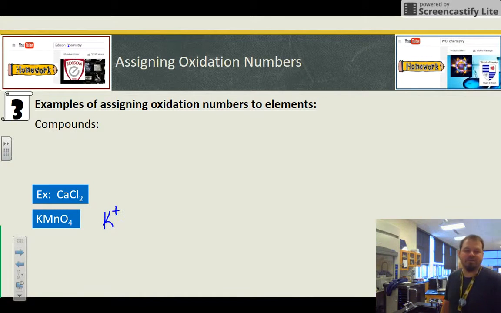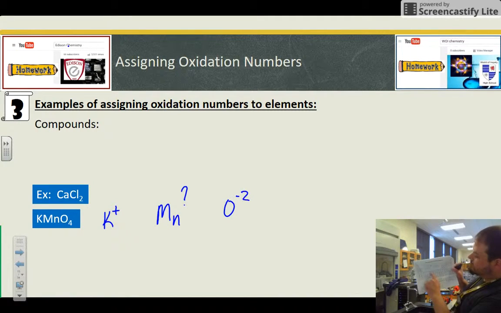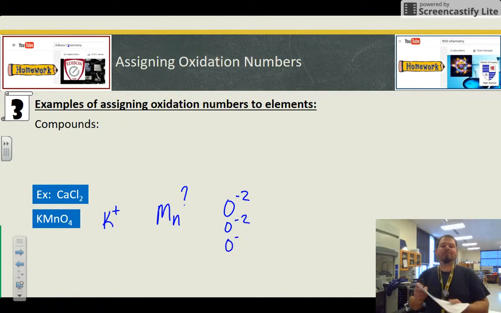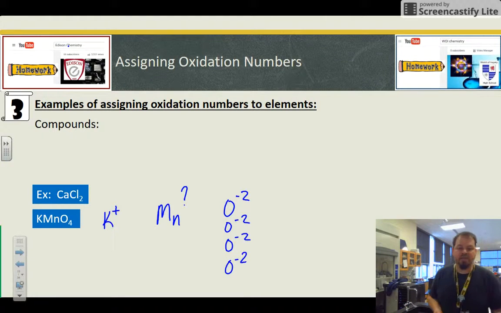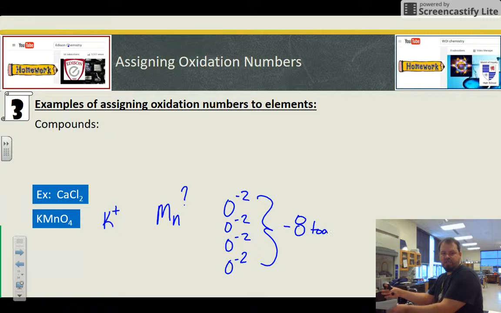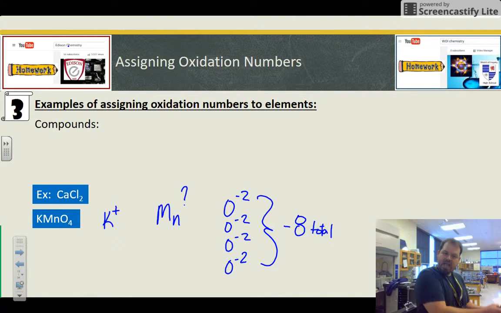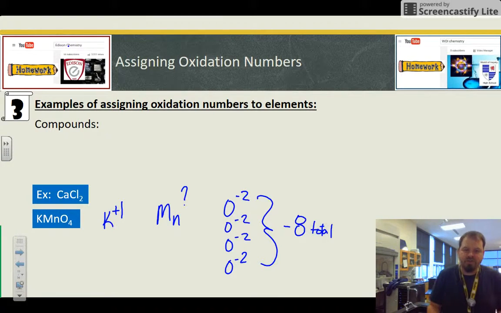K is a +1. Mn, we don't really know because Mn has a bunch of particular choices. I'm telling you, O is always -2, just about all the time. So I have a total -8 charge. With the K, I only have a total +1 charge. So I need Mn to be a plus value that cancels out that -8.